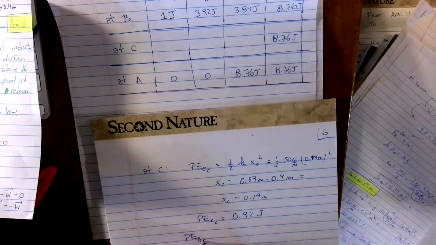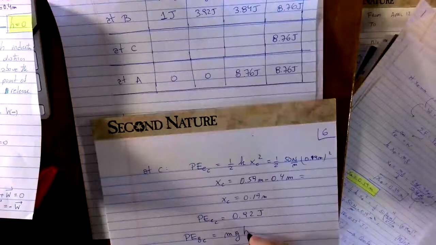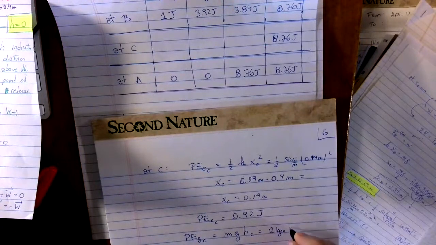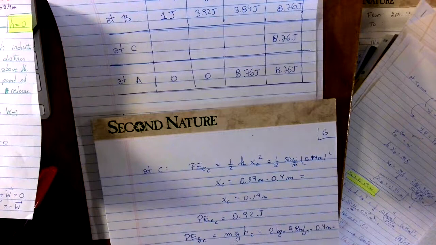Okay. Now, what is the PEG at the point C? Now we have mg hC, and hC is 2 kilos times 9.8 meters per second squared times this is actually given, the 0.4 meters. Yeah, 0.4 meters. Great. And that gives us 7.84 joules. And that's the PEG at C.